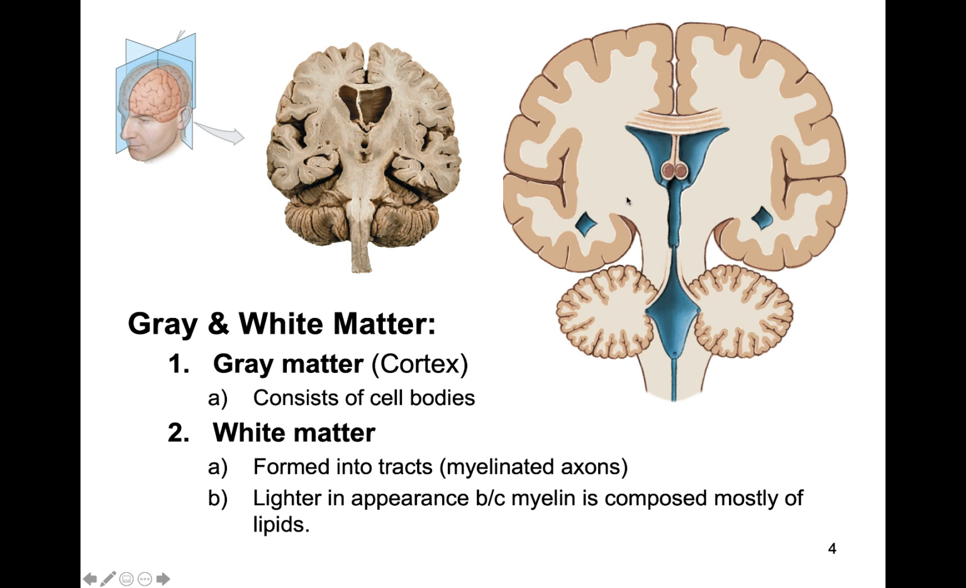And again, this gray matter consists of the cell bodies. That's where the cell bodies reside. And then white matter, that's where the myelinated axons are. And myelin is lighter in appearance because it's made up of lipids. And if you remember from the general nervous system chapter, these myelin sheaths were formed by oligodendrocytes in CNS and by Schwann cells in PNS.